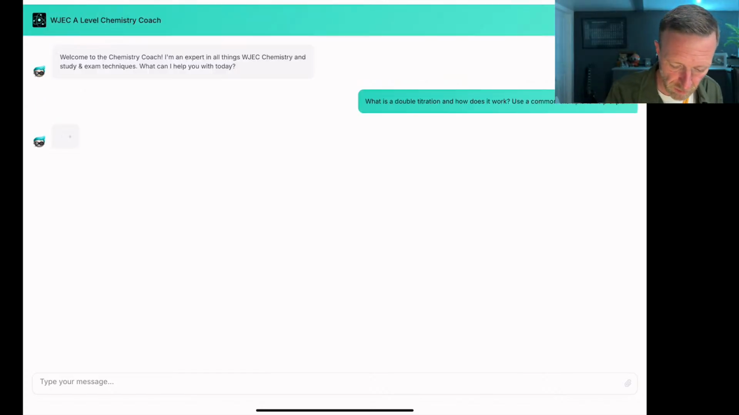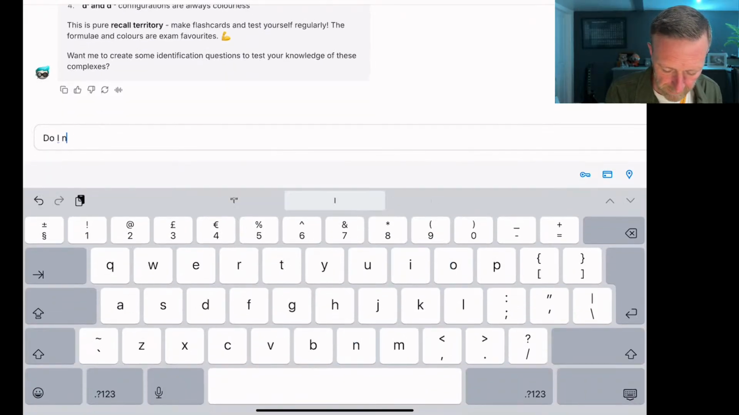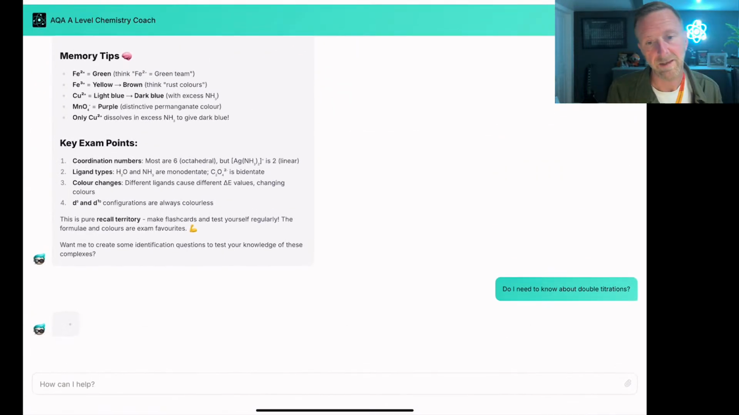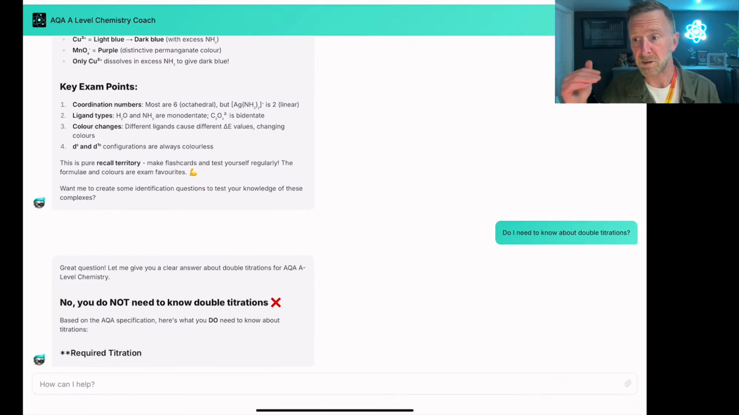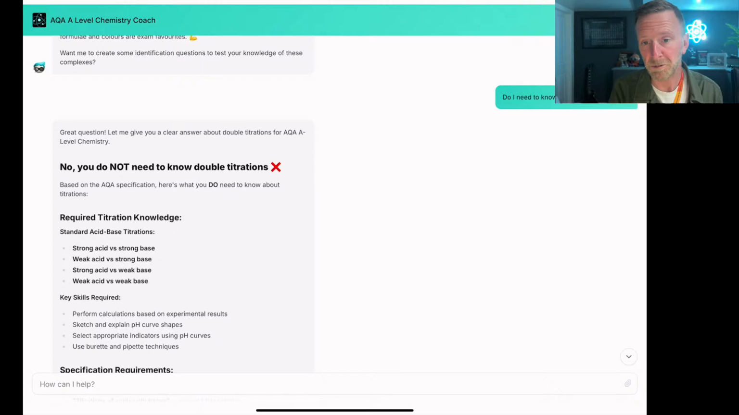While it's doing that, I can show you, if I go to AQA and ask, do I need to know about double titrations? I'm very much hoping, because it does know, that it's not going to tell me, because AQA do not need to know what a double titration is. Just while it's thinking about that, it knows all the required practicals. There you go. You do not need to know double titrations. What you do need to know is all these other titrations, linked to pH and pH titration curves and stuff like that.